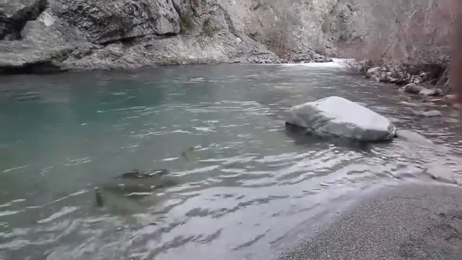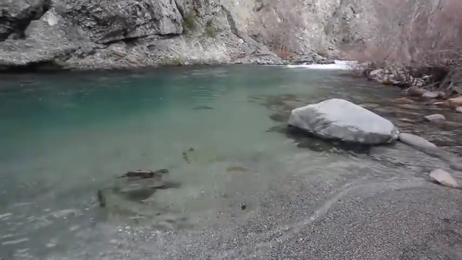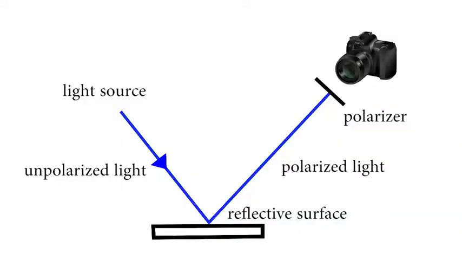See, if I twist the polarizer, I can remove the reflections from this river. It does that by polarizing the light entering it, which causes some already polarized light to be reflected instead of passing through the filter and becoming part of your photo. So how does this work?